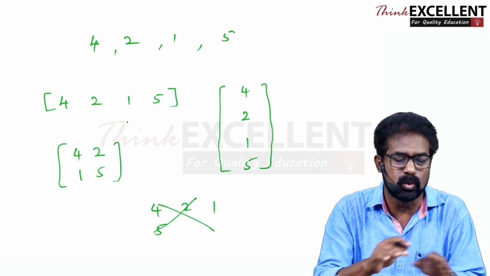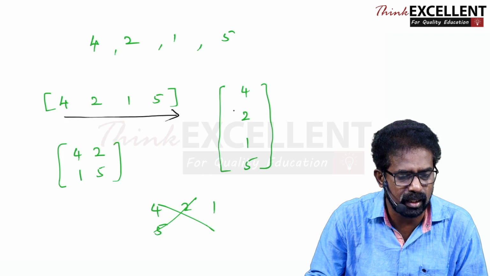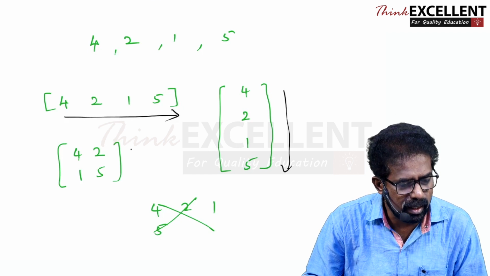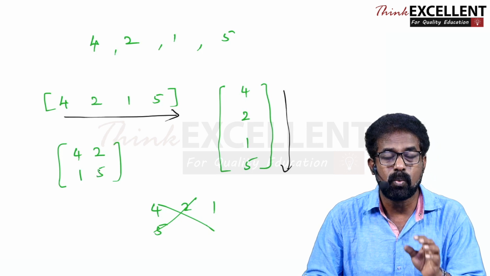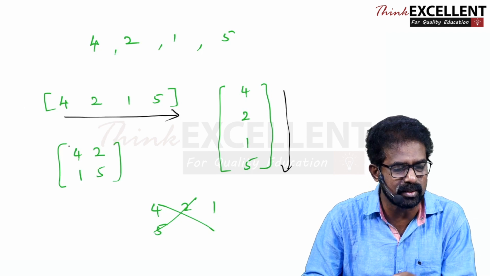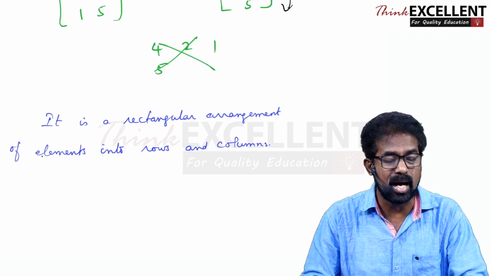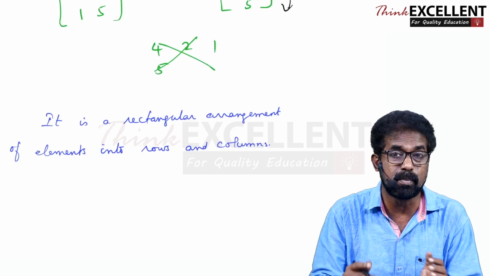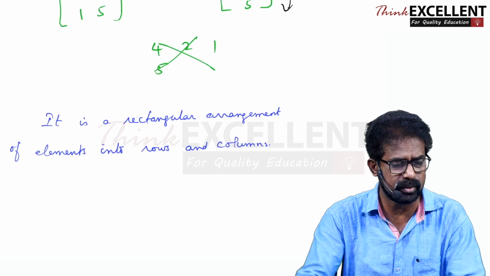We are arranging in rows. If you see the first one, we are arranging in a row. The second one, we are arranging as a column. The third one, some rows and some columns are there, right? So what is matrix? The first one is a matrix, the second one is a matrix, the third one is a matrix. It is a rectangular arrangement of elements into rows and columns. This is the basic definition of matrix. It is an arrangement, okay?